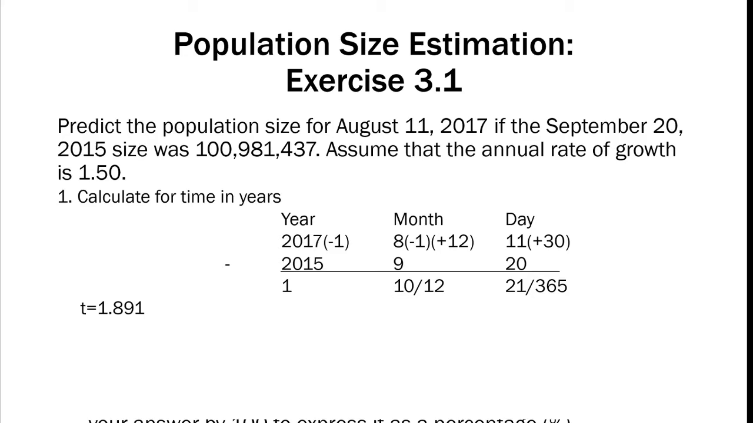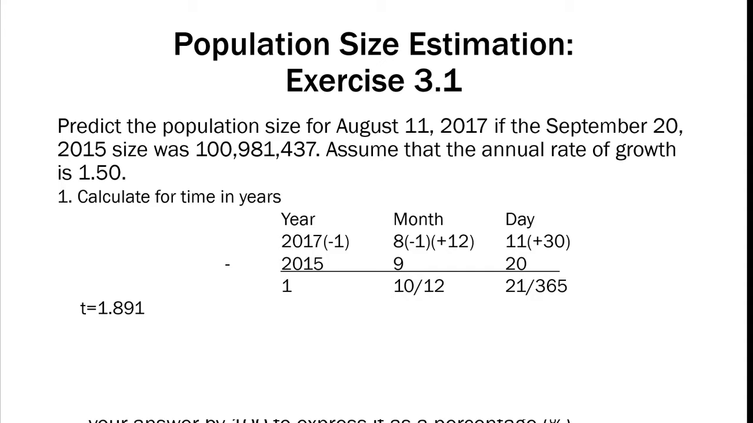So this was just actually made for you to practice computing the elapsed time with a little bit more difficulty. Okay, so we identify what we're looking for. We're looking for a future population size. So the formula for future population size would be initial population size multiplied by e raised to the rt. Hope you have written that already. Next step would be to compute for the elapsed time. Now, that would be future minus past date, of course.